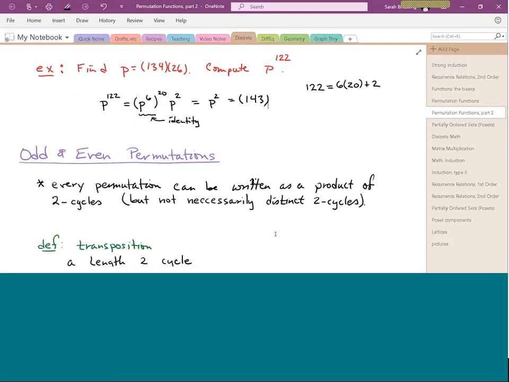All right, I'm going to go with kind of okay because I'm not seeing any questions come in. So let us do the very last thing, which is identification of even and odd permutations.